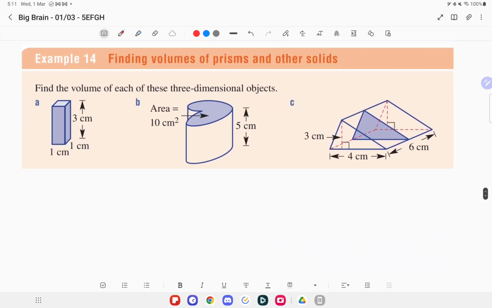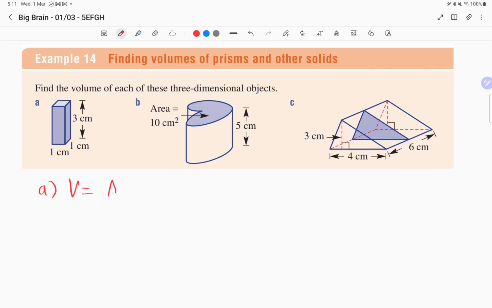Okay, so this one. What is the area of the cross section for question A? So volume is the area of the cross section times the height. Alright, so what's the area of the cross section for question A here? What's the shape of the cross section? Alvina, what's the shape of the cross section? So if you cut it on the side, like here, what's the shape of the surface that you just cut?